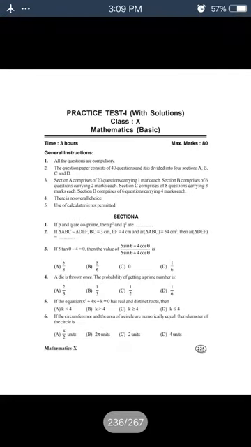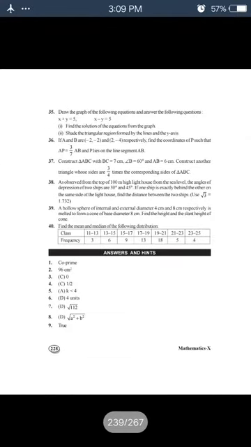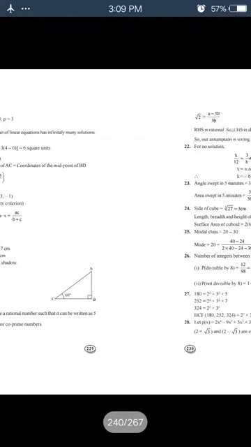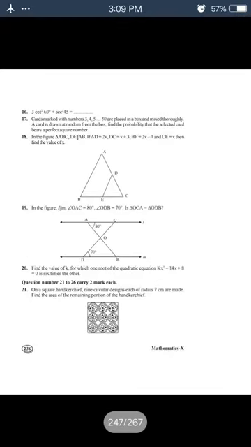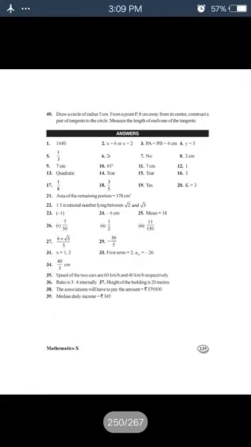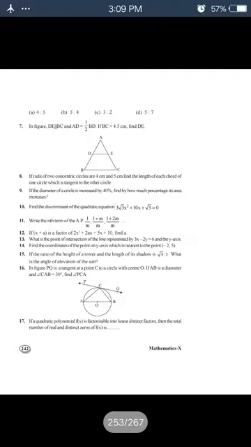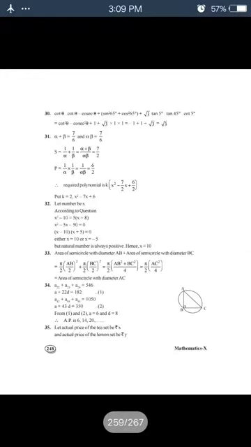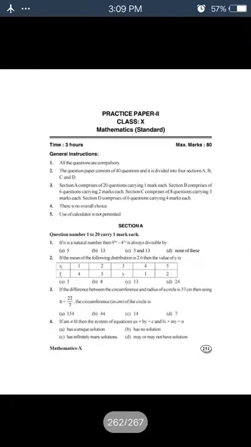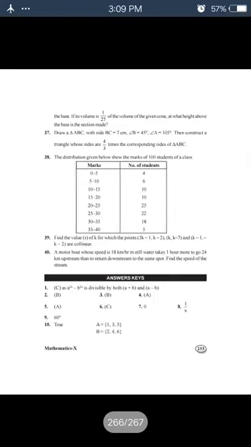These are also some papers for basic, with the solution. Practice 1, practice 2, you can check the solution also. Then papers for standard are also given. Two papers for basic and two papers for standard.